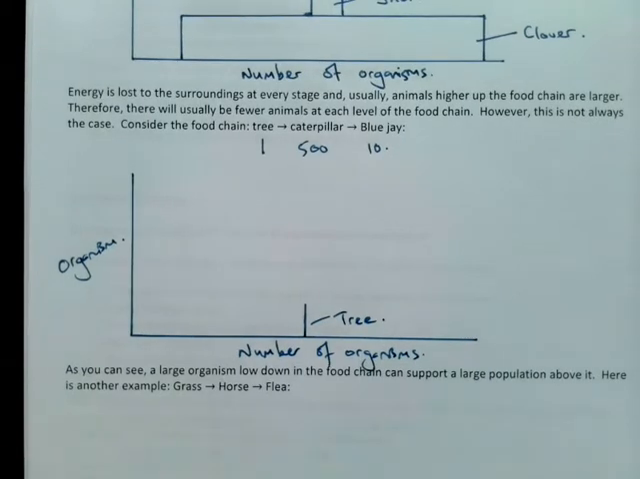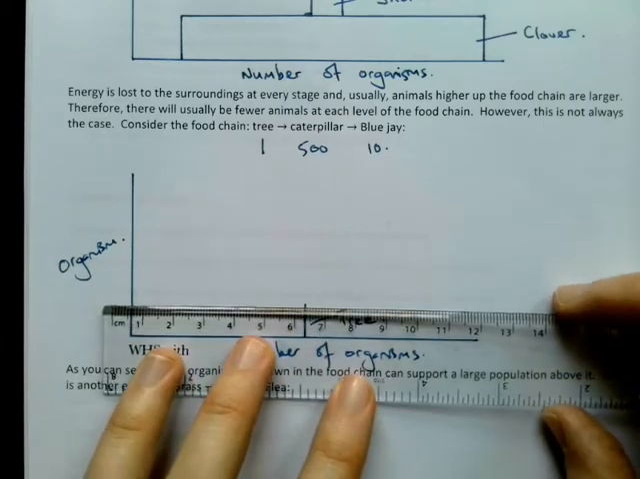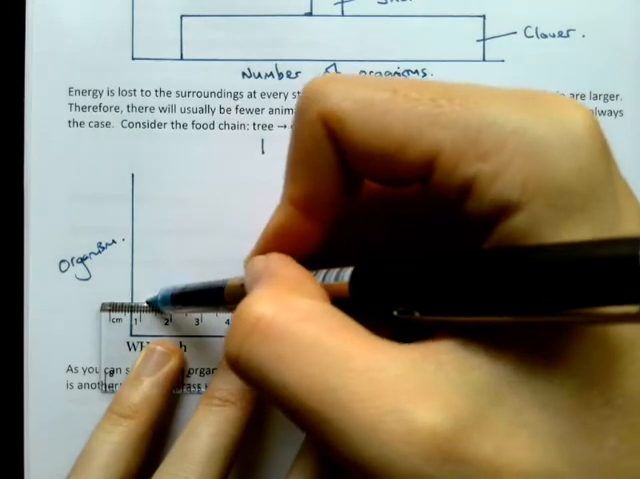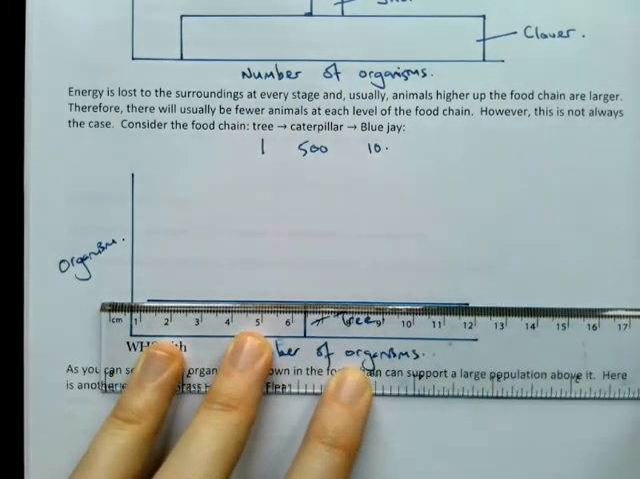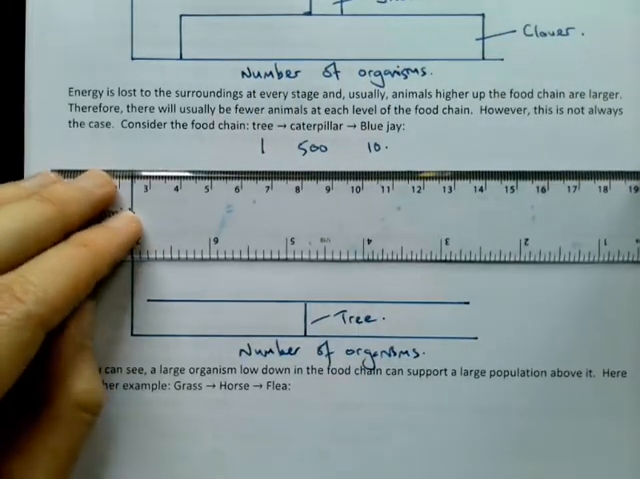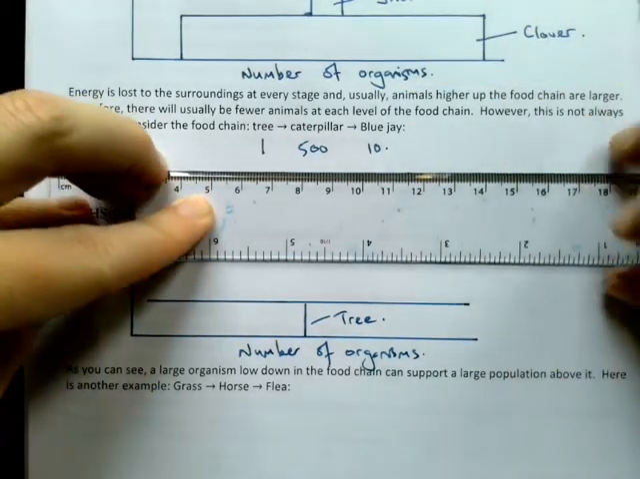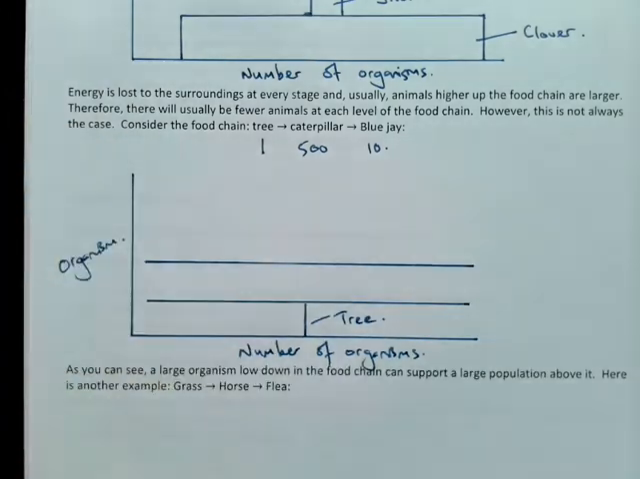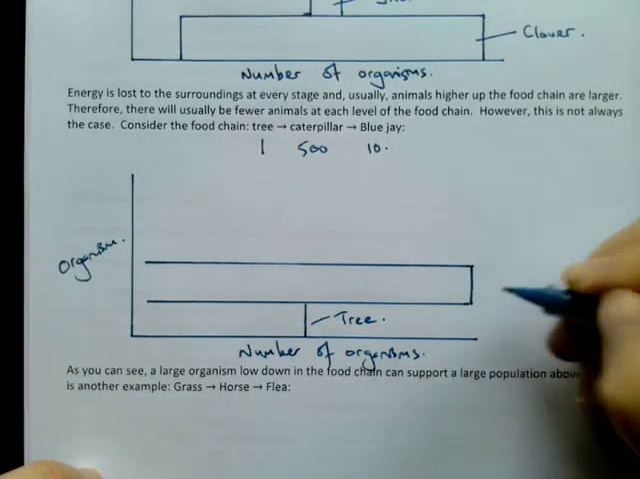Okay, next, I've got 500 caterpillars. Now I'm not going to measure out anything exact. All I know is that 500 is lots. So I'm going to make a nice big wide line for that. Like so. Okay.